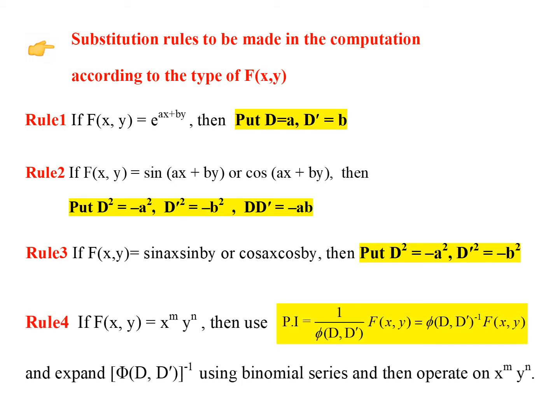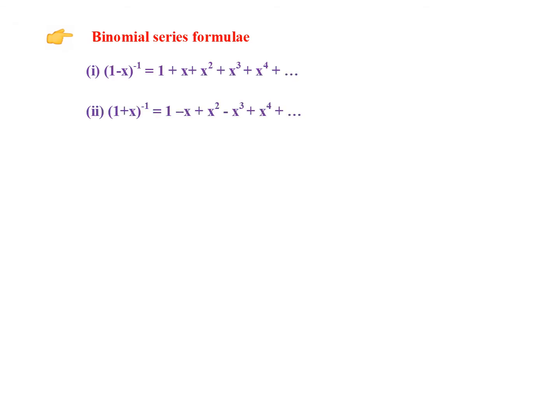The next rule: if you have a polynomial function like this, then this is the way you have to find the particular integral. You have to take the denominator operator to the numerator as power minus 1, and then expand that using the binomial series. These are the binomial series formulae which you would have already learned. Just to brush up: (1 - x)^(-1) is 1 + x + x squared + etc., and (1 + x)^(-1) will be 1 - x + x squared - x cube, etc., and so on.